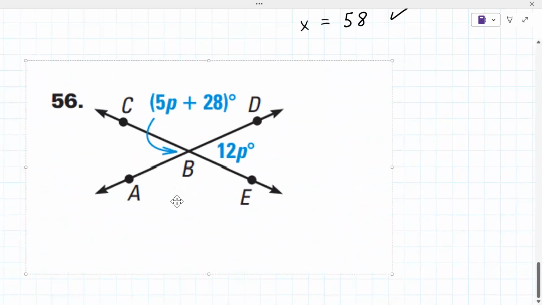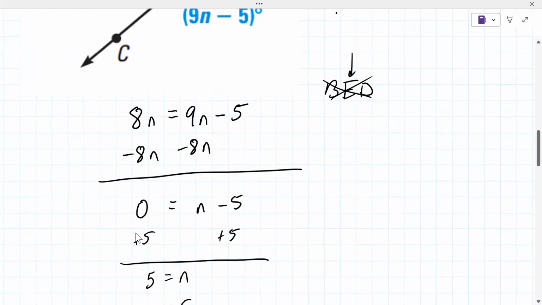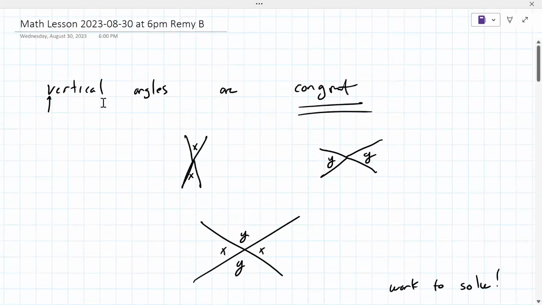All right, here this arrow is pointing to the fact that I'm giving you the angle over here, angle CBA. 12P is angle DBE. What kind of angles are those? What have we been doing the entire time? Trying to get you to just reiterate what kind of angles CBA and DBE are. They're congruent angles to each other. Why are they congruent? Because they're both vertical angles. Yes.